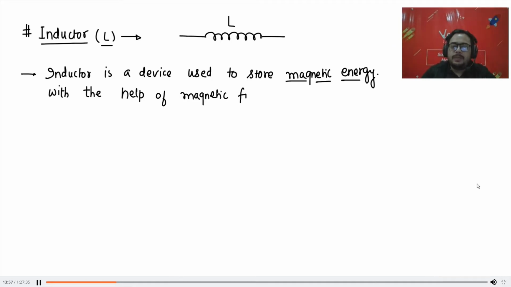So I hope the purpose is clear. This is the first topic that I have started. So this is the purpose of an inductor.